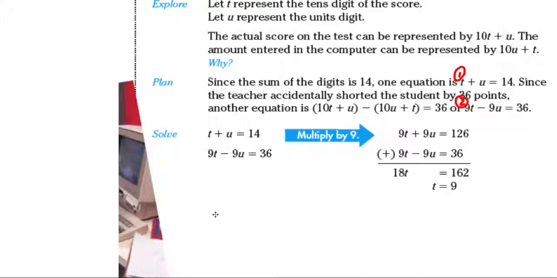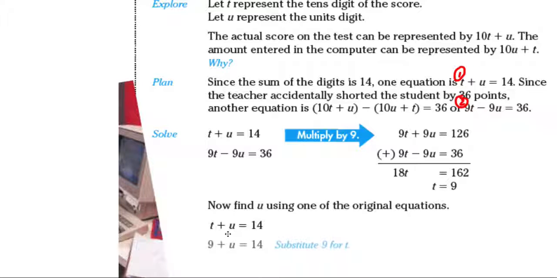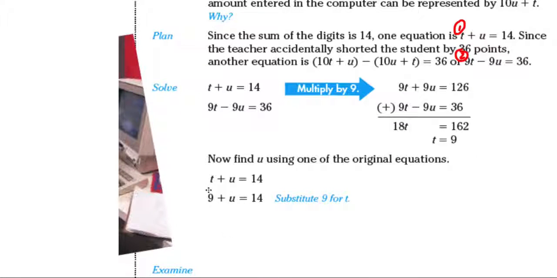Okay, now let's find the other variable u by substituting t into one of the equations, and in this case t plus u equals 14 is the easiest equation to use, so we'll use that. Substitute the value for t, 9 plus u equals 14, and simply solve for u, subtracting 9 from both sides, u equals 5.